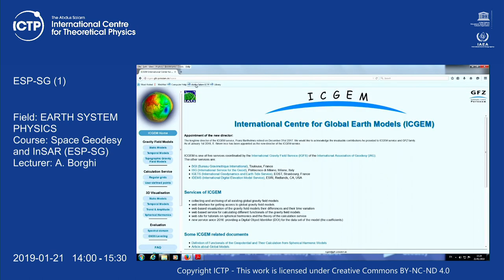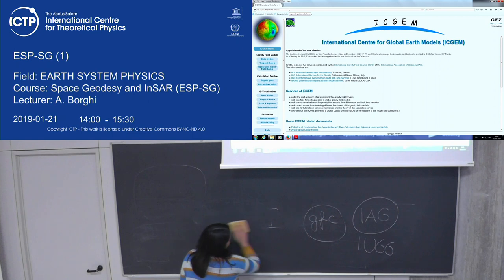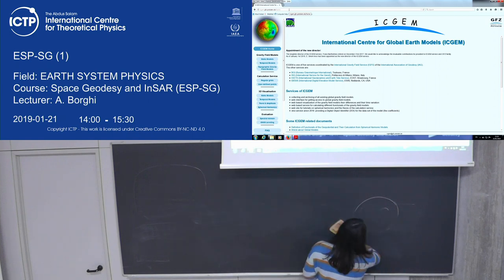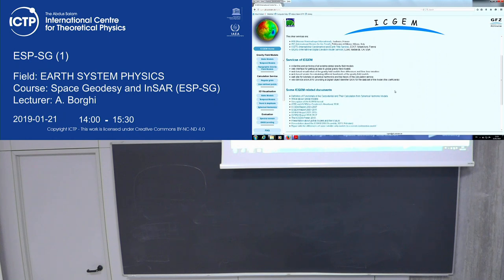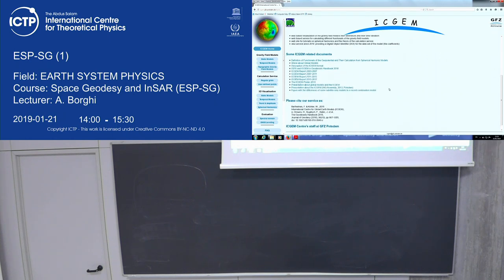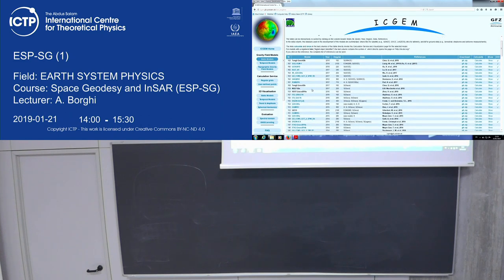Okay, this is ICGEM, GFZ. If you want, I can write it on the board. So I have to switch, and after we check also the other link. So this service. Okay, in this menu you can find static models, for instance, and these are all the models that are now available.